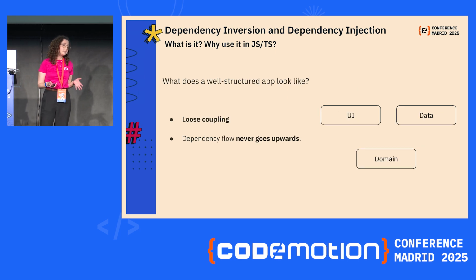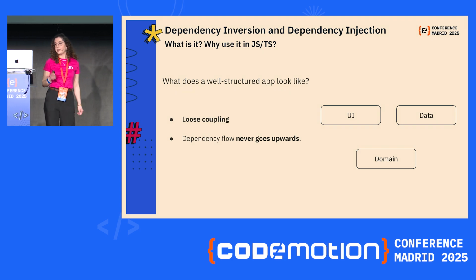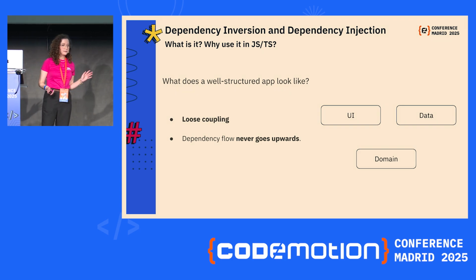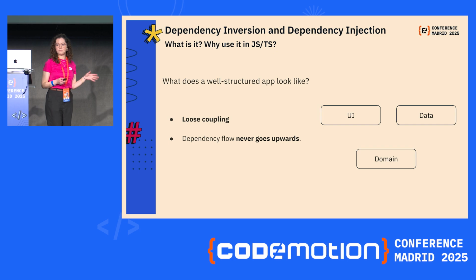Because in the end, what we want is to achieve a well-structured app, like don't we all? But what does that look like really? So in order for us to answer that question, we need to take into account our base components, which will be the UI, the data, and the domain, right?